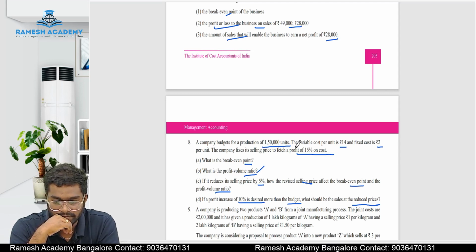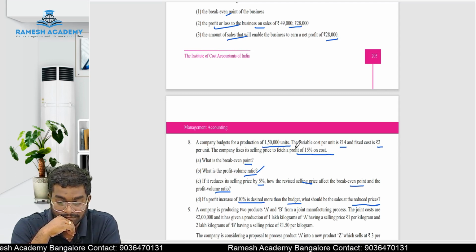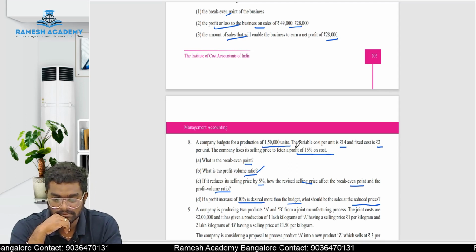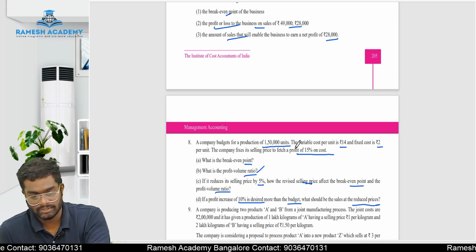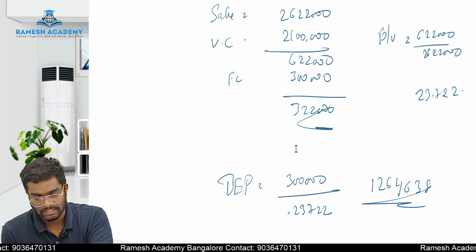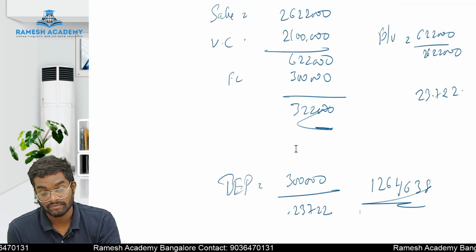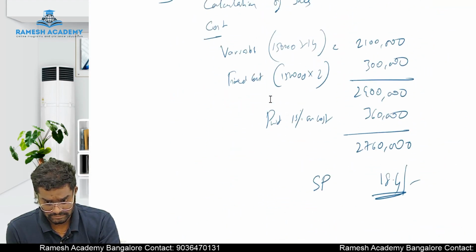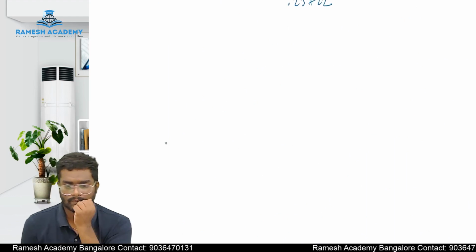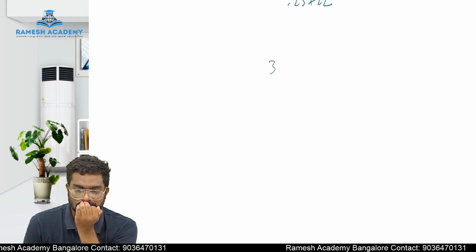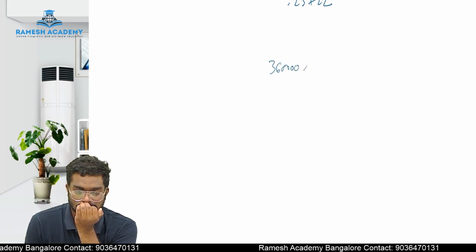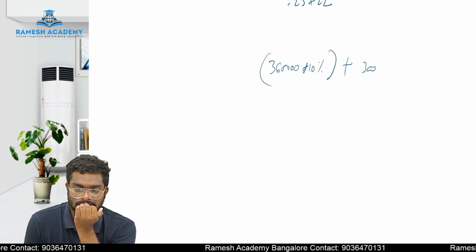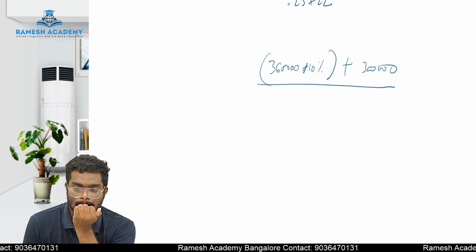Now, if a profit increase of 10% is desired more than the budget, what should be the sales at the reduced prices? Simple. They are asking for 10% more profit than the budget. So what is my budget? 3,60,000, I guess. Yeah. So desired profit is 3,60,000 plus 10%. Fixed will not change at any time.